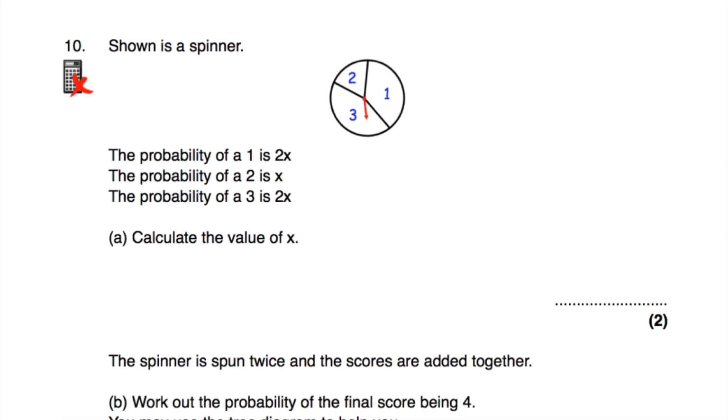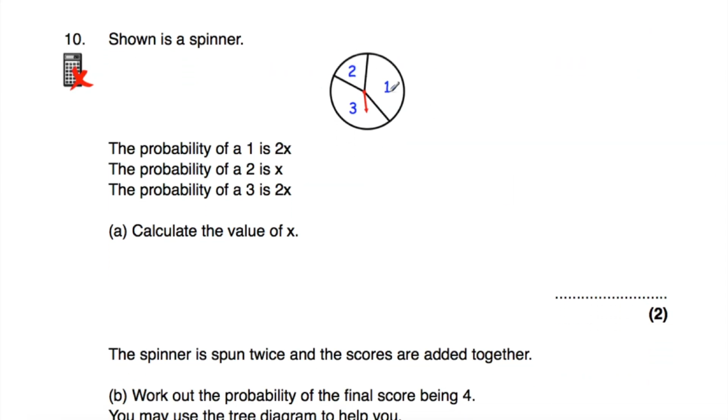Question number 10. We've got the spinner with 3 sections. It's got a 1, a 2, and a 3. And the question says the probability of the spinner landing on 1 is 2x. The probability that the spinner lands on 2 is x. And the probability that the spinner lands on 3 is 2x. And we've been asked to calculate x, so we want to work out the value of x.